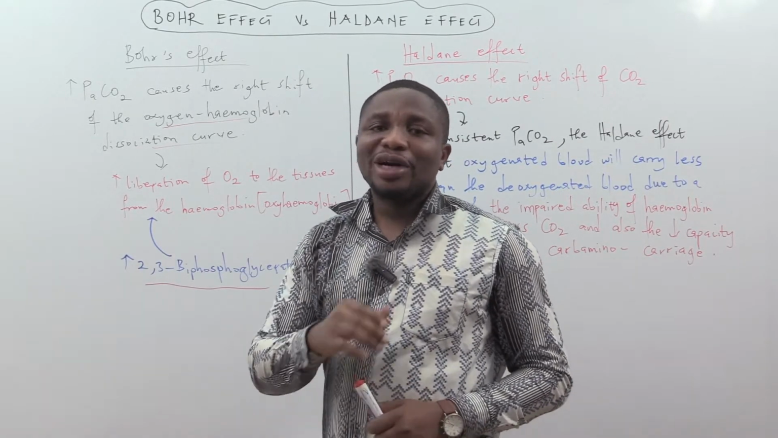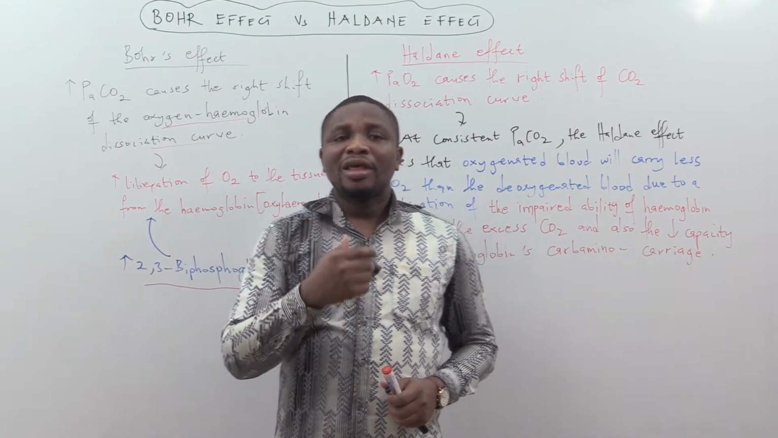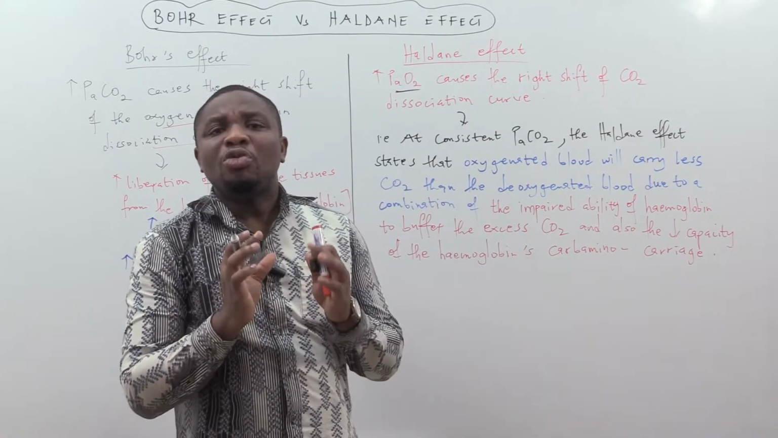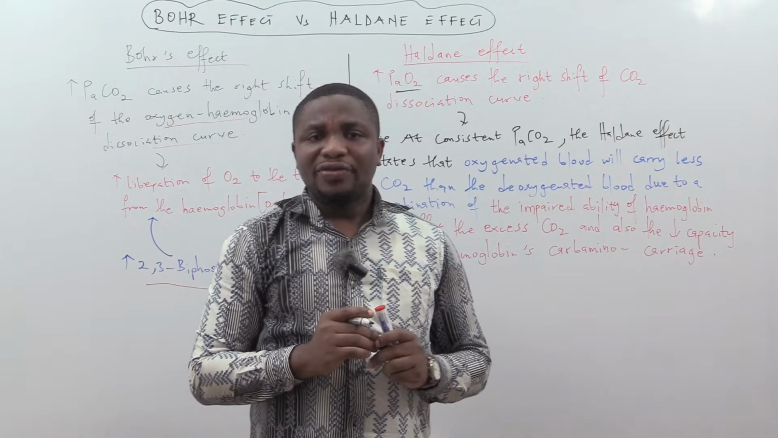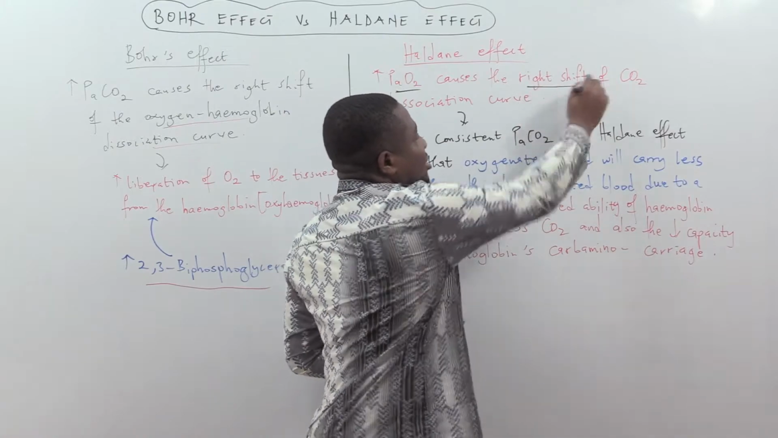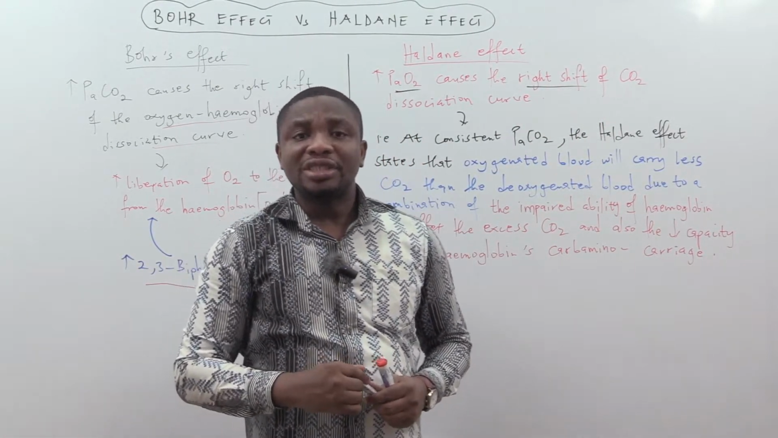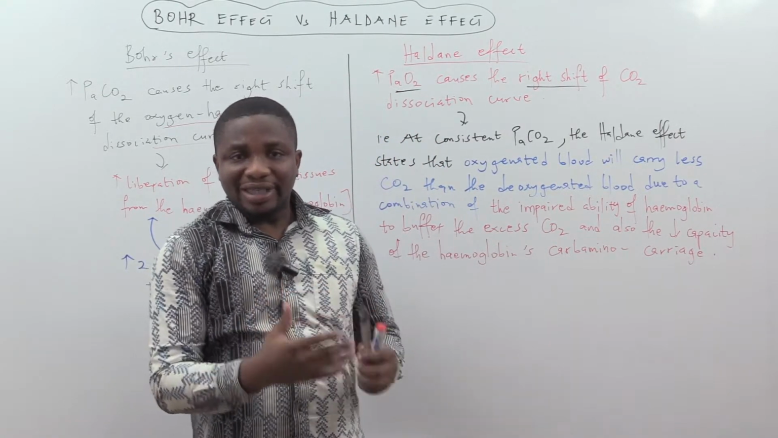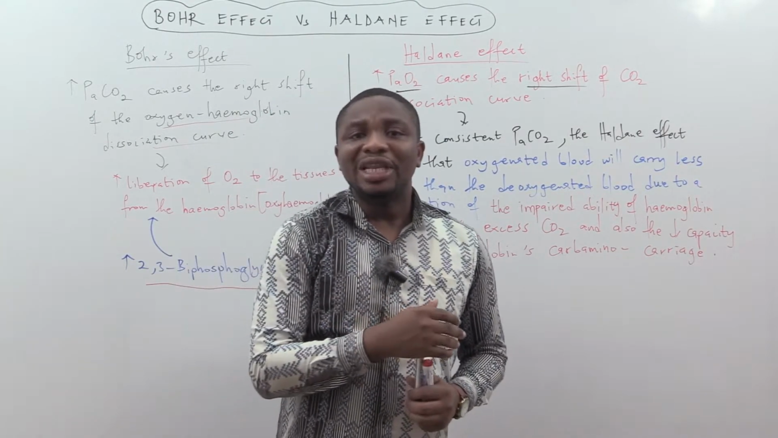Let's move ahead and talk about the Haldane's effect. For the Haldane effect, simply, an increase in the partial pressure of oxygen causes the right shift of the carbon dioxide dissociation curve. If you remember very carefully, we said that anytime we are saying right shift of a particular dissociation curve, it simply means the liberation of that particular gas. So in this case, in the presence of high concentration of oxygen, carbon dioxide will be effectively liberated.